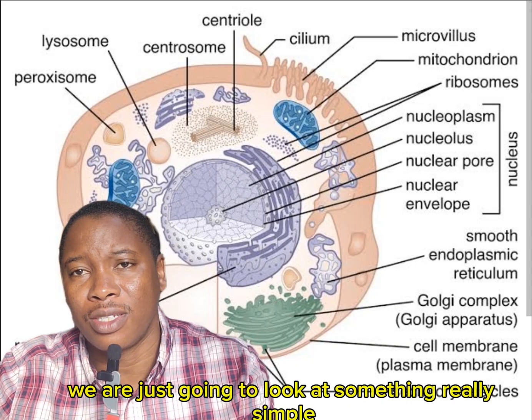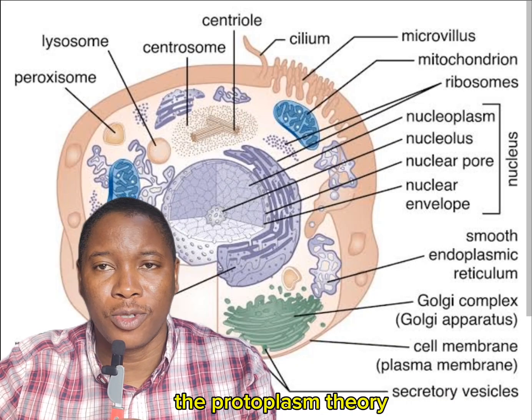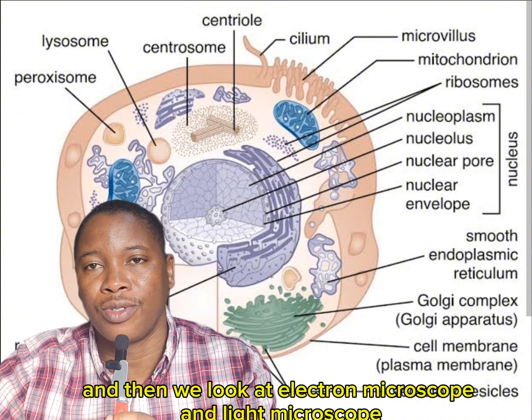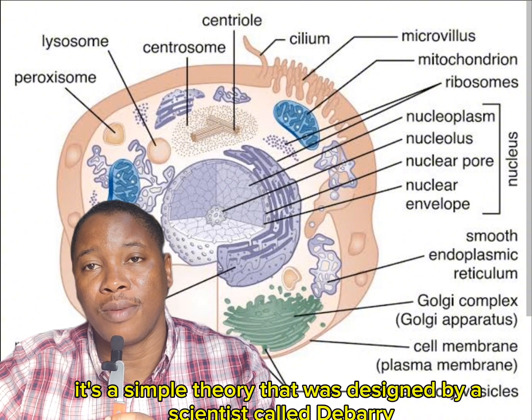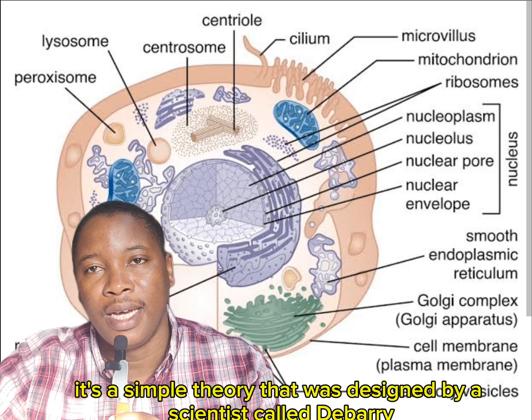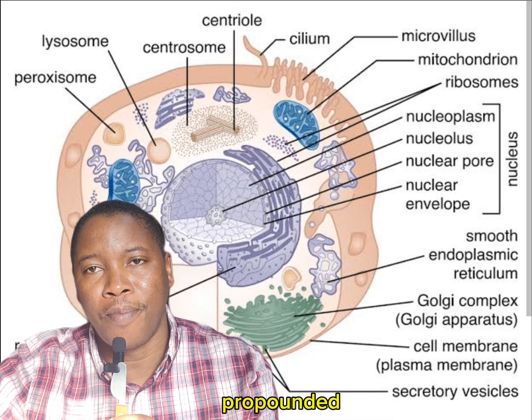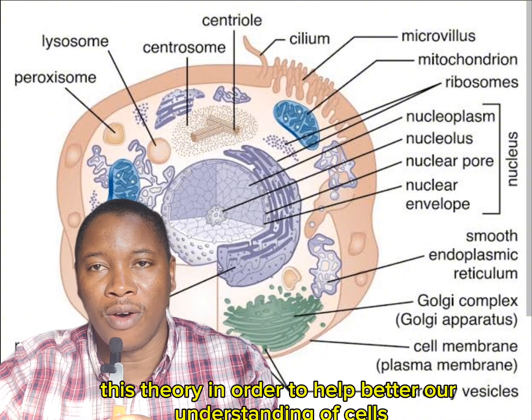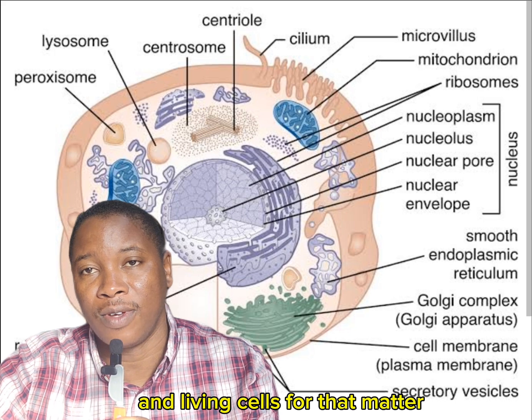Today, we are just going to look at something really simple, the protoplasm theory, and then we look at the electron microscope and light microscope. The protoplasm theory is a simple theory that was designed by a scientist called De Bary, and he propounded this theory in order to help better our understanding of cells and living cells for that matter.